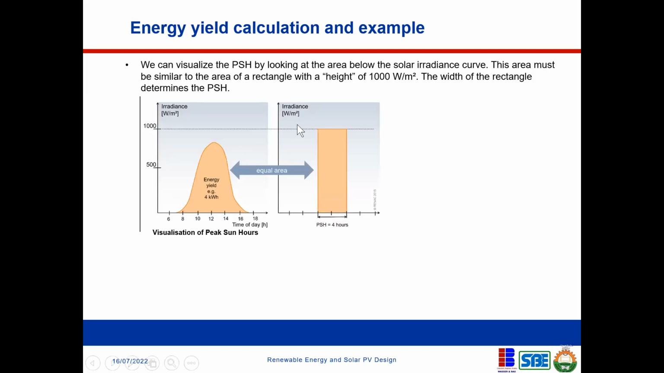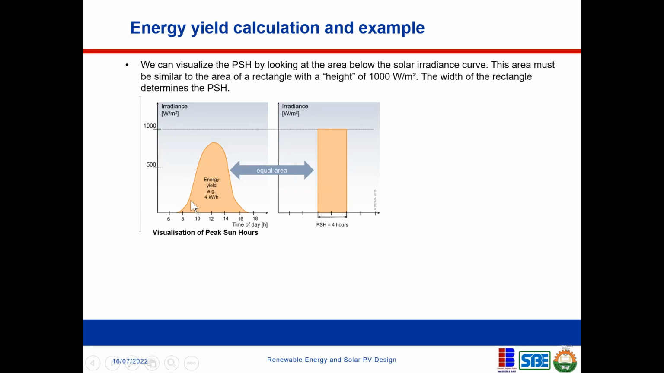Okay, so now this is a visual explanation of what a peak sun hour is. We can visualize the peak sun hours by looking at the area under the solar irradiance curve. This area must be similar to the area of a rectangle with a height of 1,000 watts per meter square. The width of the rectangle determines the peak sun hour.